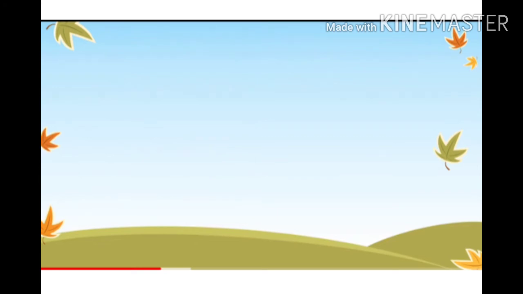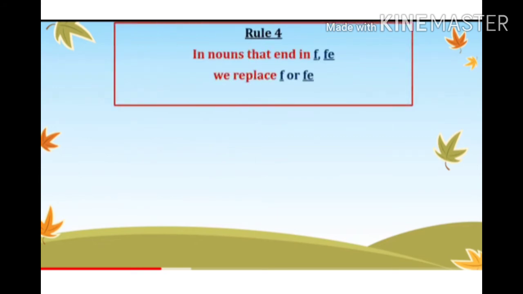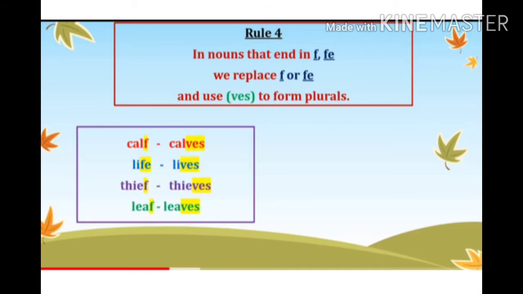Moving on to rule number 4. Rule number 4 says in nouns that end in F or FE, we replace F or FE with VES to form plurals. So all you have to do is if your noun is ending with F or FE, cut them and use VES. Let us see here in these examples.